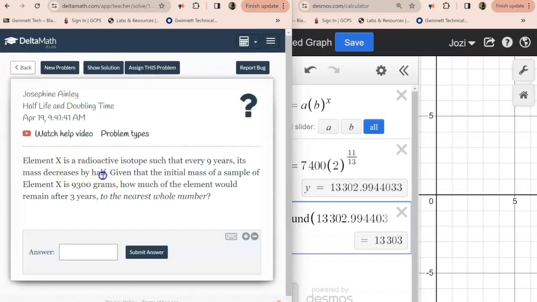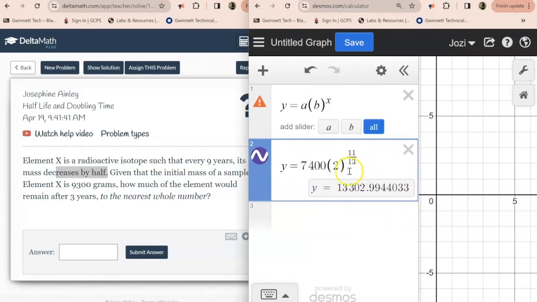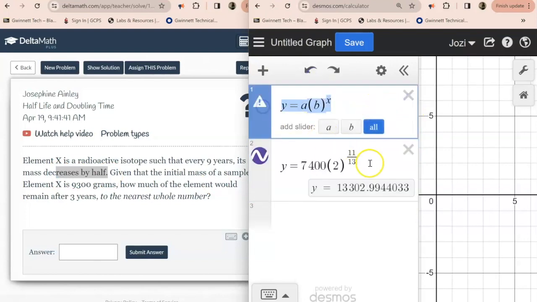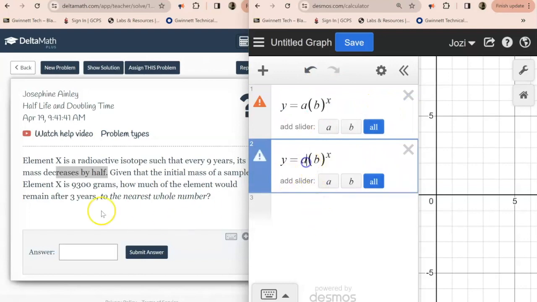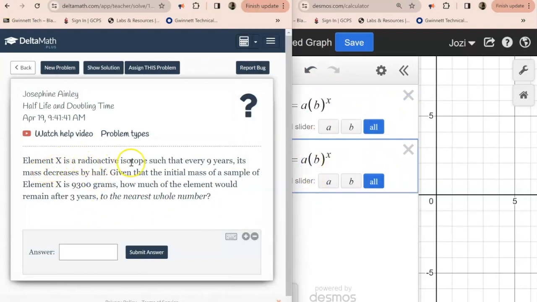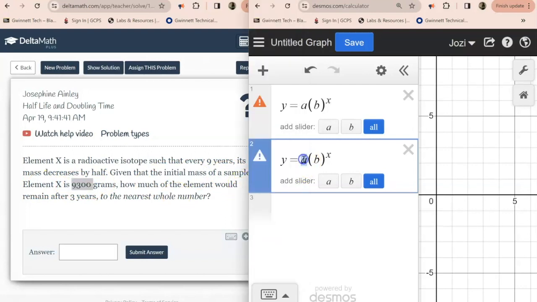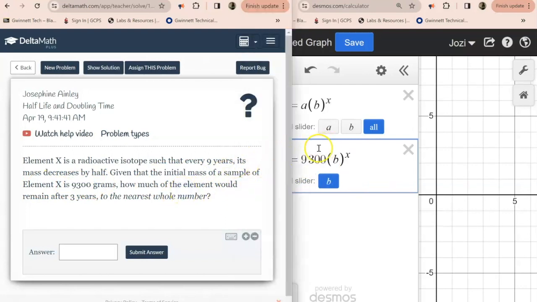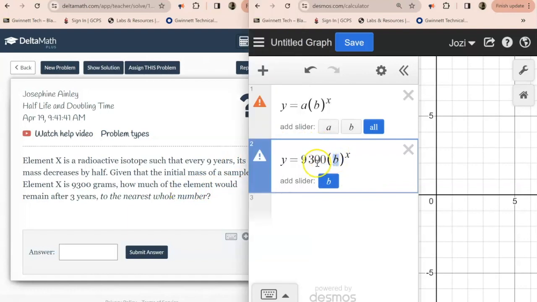In fact, I want to find, there it is, decreases by half. All right, so the process is exactly the same thing. So actually, let me take this. All right, now start the question. Element X has a radioactive isotope such that every 9 years, its mass decreases by half. So its half-life is every 9 years. Given the initial mass is this, so put that on your initial. All right, then its half-life, so that means there's no percent, it's telling you it's half-life.